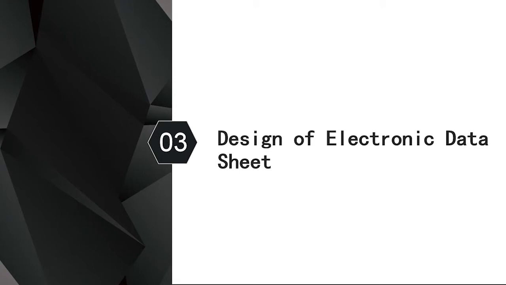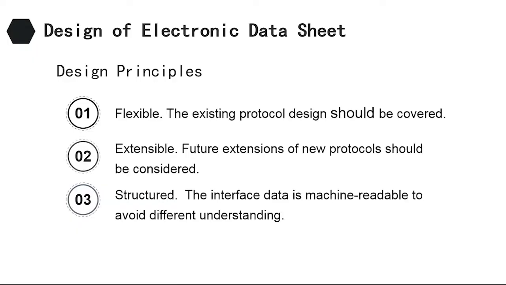Part 3. Design of electronic datasheet. First is design principles. There are three principles. Flexible: the existing protocol designs should be covered. Extensible: future extensions of new protocols should be considered. Structured: the interface state should be machine readable to avoid different understandings.